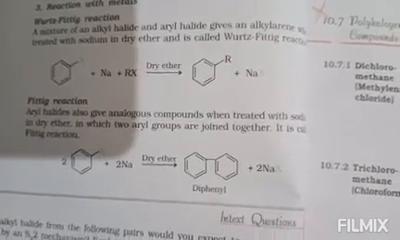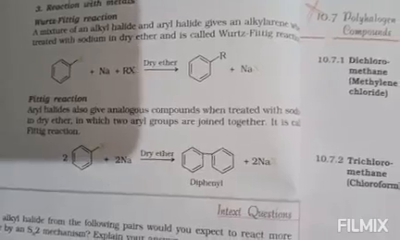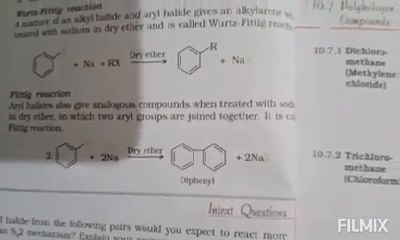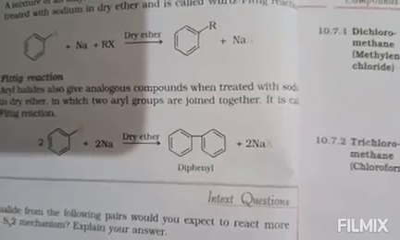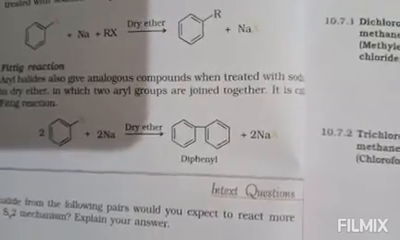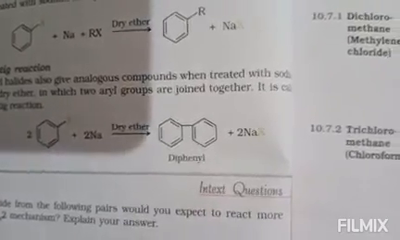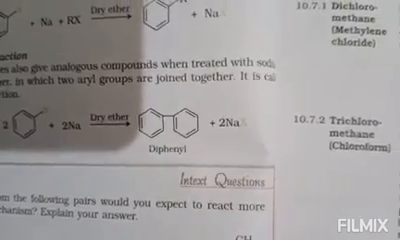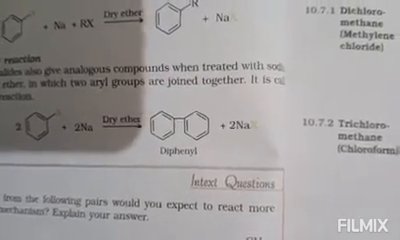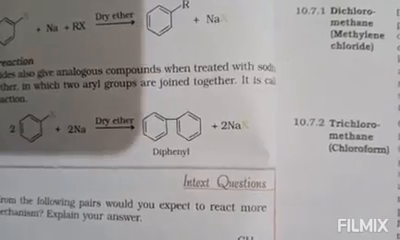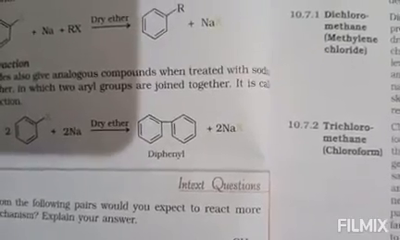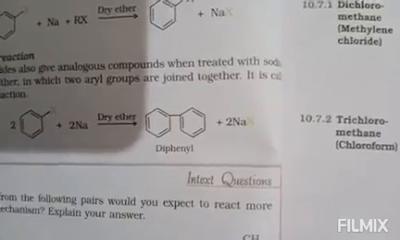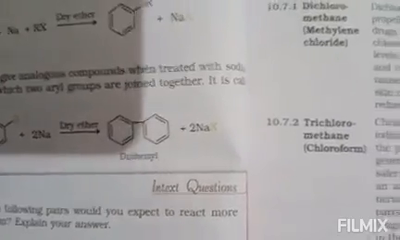Another one is the Fittig reaction. Fittig reaction means aryl halide also gives an analogous compound when treated with sodium in dry ether, in which two aryl groups are joined together. That means in the Fittig reaction, you take two molecules of aryl halide and heat with sodium in the presence of dry ether, then the two aryl groups are joined to get diphenyl and sodium halide. So this reaction is also important.